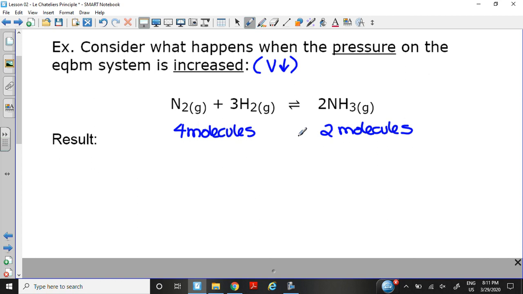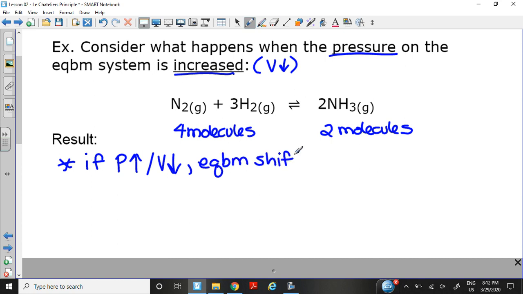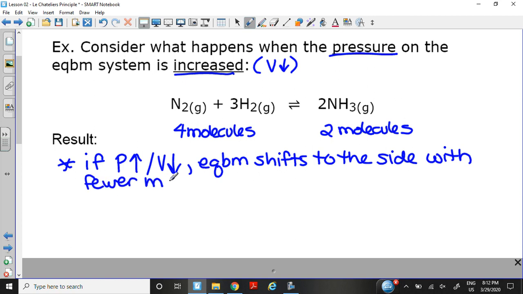So when we're trying to figure out in this scenario what happens when the pressure is increased, the system will shift towards the side with fewer number of molecules. So if your pressure increases when the volume decreases, the equilibrium shifts to the side with fewer molecules.